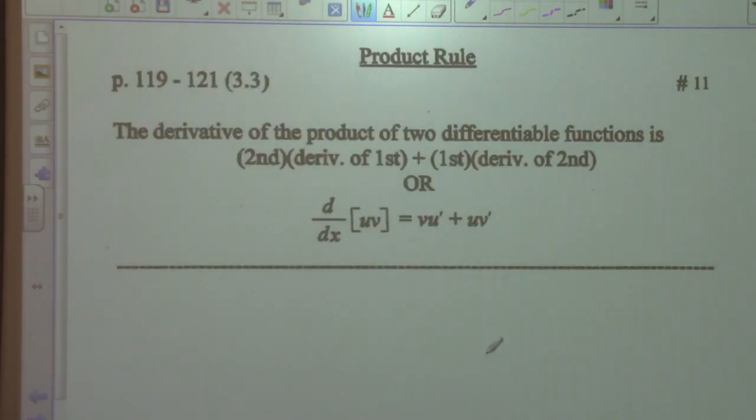So we're going to go to the product rule, and we have the product of two differentiable functions. In this case, they give you a u and a v. If you take the derivative of this product, it's going to be one of the factors times the derivative of the other factor plus the other factor times the derivative of the other factor. And so this is sort of a guide, and I'm going to show you a graphic organizer that's going to help you figure out how to do these, I hope, pretty efficiently.